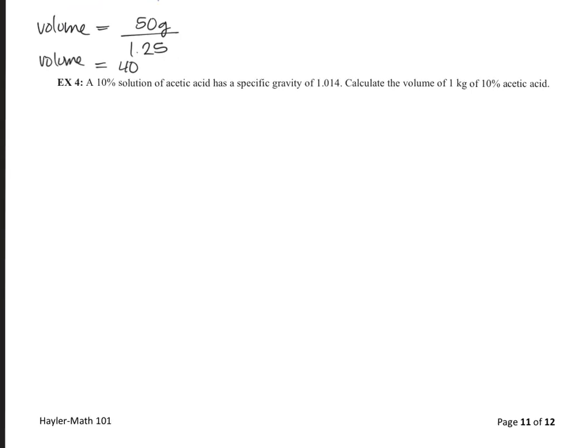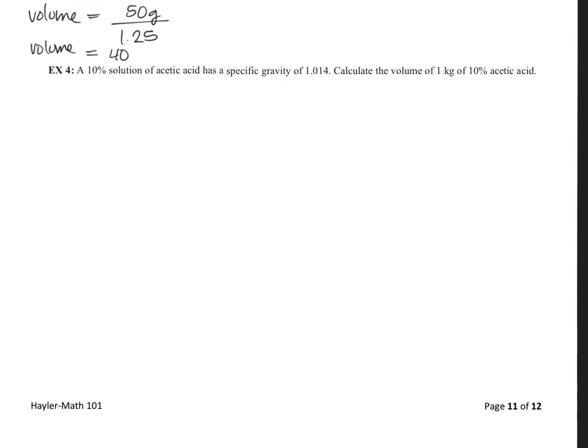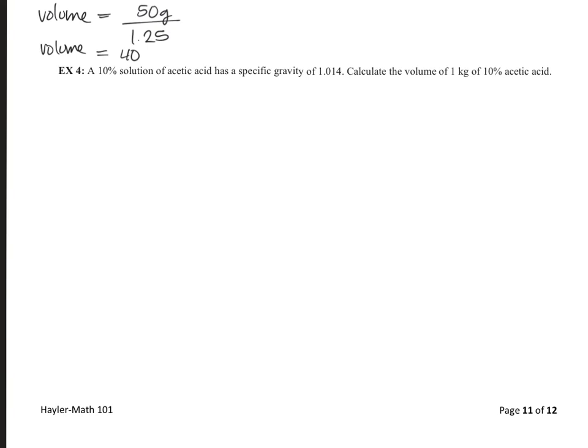So a 10% solution of acetic acid has a specific gravity of 1.014. Calculate the volume of 1 kilogram of 10% acid. So the first step we have to make sure, is this in grams? Well, we're given 1 kilogram, which is not in terms of grams. So we're going to have to convert that to grams, which is going to be 1,000 grams. So that's my mass.